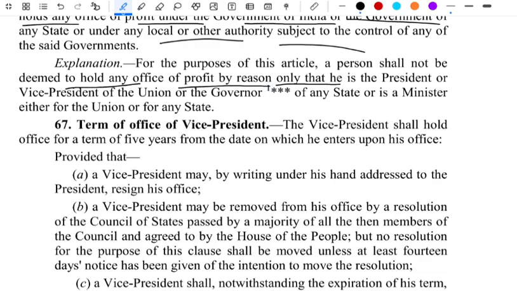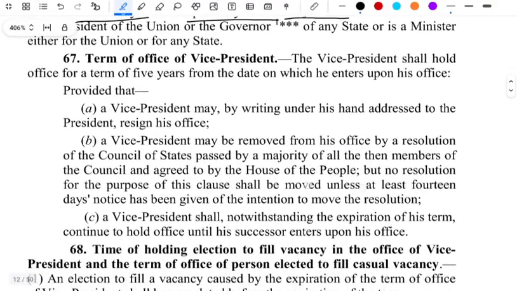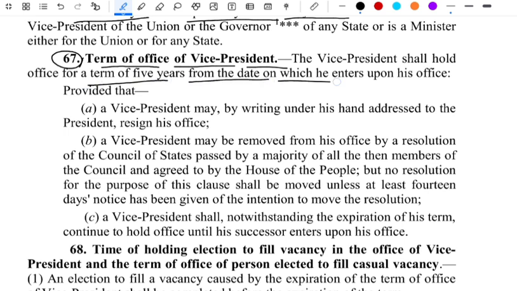Okay, next is Article 67, that is the term of office of the Vice President. Vice President के office की term क्या होती है? He shall hold office for a term of 5 years from the date on which he enters upon his office. Okay, so the Vice President may, by writing under his hand addressed to the President, resign his office.